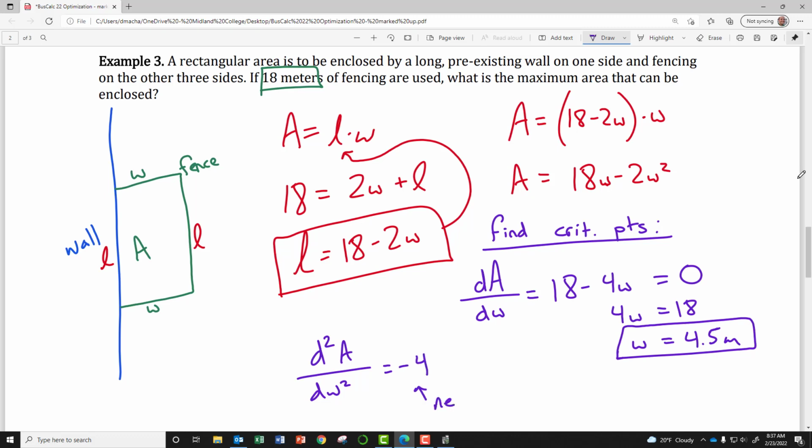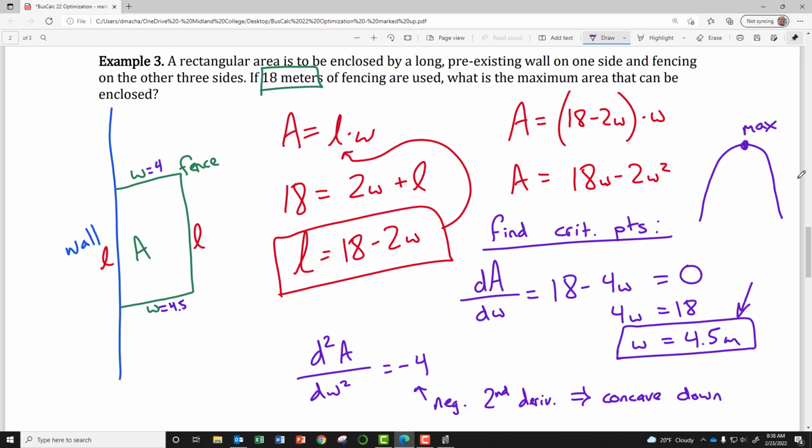So a negative second derivative tells me that I am concave down. And where I have a critical point for a concave down function, that critical point is the maximum. And that's exactly what we wanted to find. We wanted to find the maximum. So my width that gives me the maximum area is 4.5.